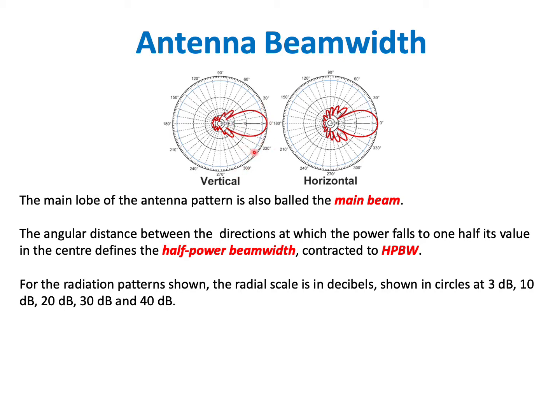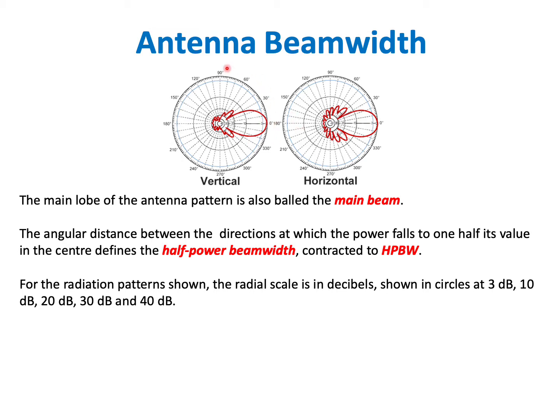So one of the things we define with the main beam is the point at which the power, either received or transmitted, depending on what we're using the antenna for, but it doesn't matter because of reciprocity, falls to half of the value from the center of the beam, and that's the half power beam width. So it's the beam width at the point at which the power halves.